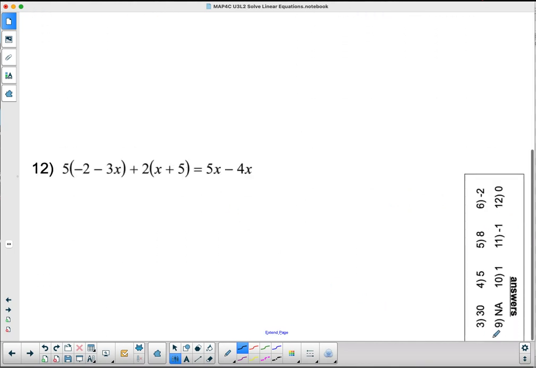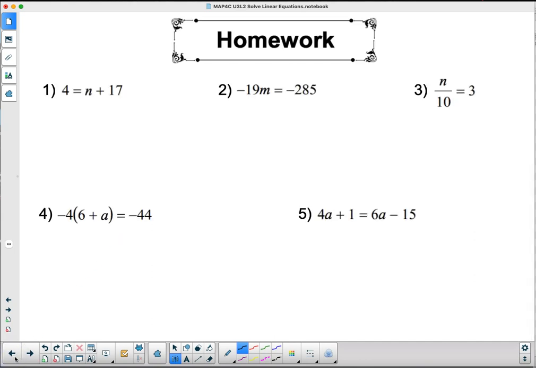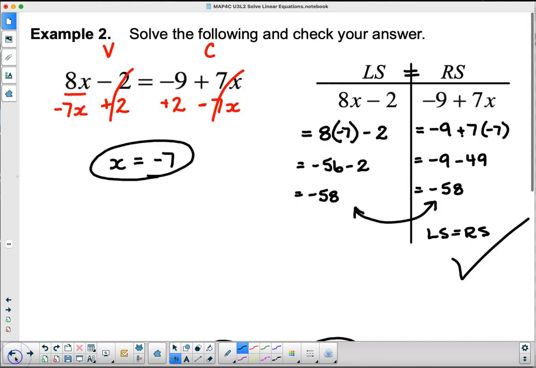And don't forget that you have answers to check. So make sure you're checking as you go along. And if you're having any problems, get that straightened out before you carry on.